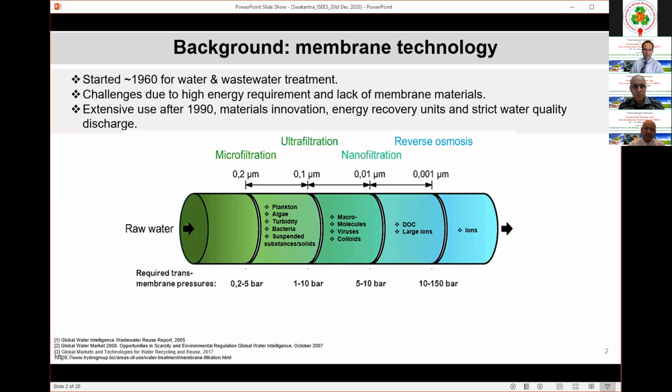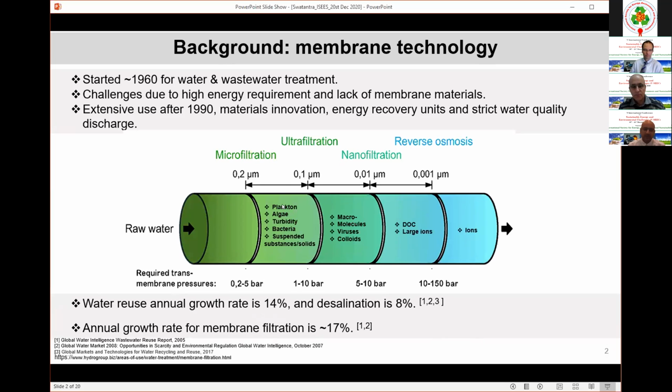So with this, membrane technology gained its use, and here you can see it's giving a very wide option of treatment. You can do pre-treatment using microfiltration and ultrafiltration. And when you go more with reduction in pore size, with nanofiltration and reverse osmosis, you can get very high, good quality of water.